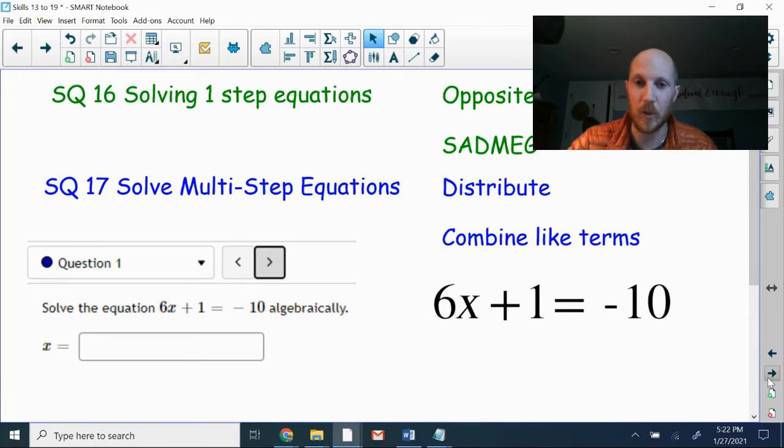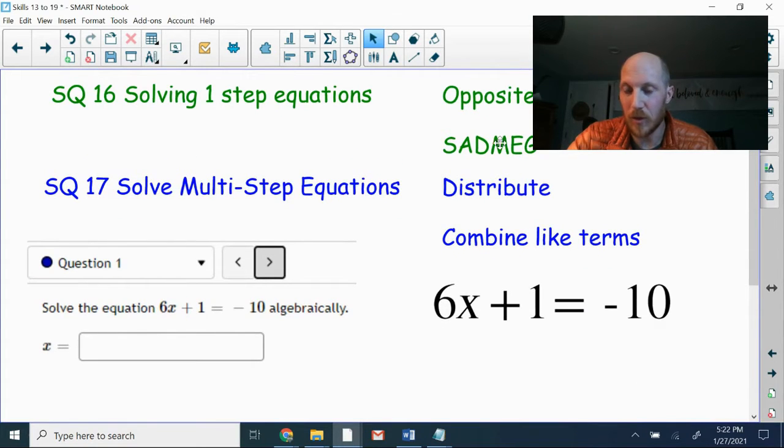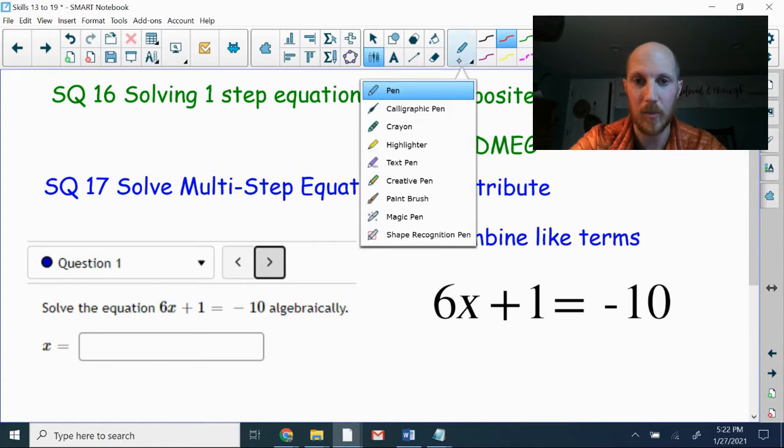So let's start with question 1 on the assignment. Solve the equation 6x plus 1 equals negative 10 algebraically. And so we're going to use opposite operations following SADMEG, the reverse order of operations. And we don't have any distribution that shows up here, but maybe combining like terms. So I've copied the equation over here.